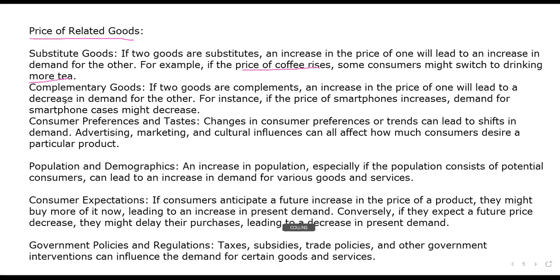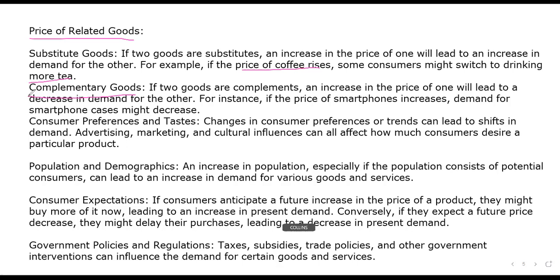All right, so we also have what we call complementary goods. From the term complementary, what do you understand? These are goods which are used together with equal ease, and they move hand in hand. For instance, car and fuel. One is rendered useless without the other.